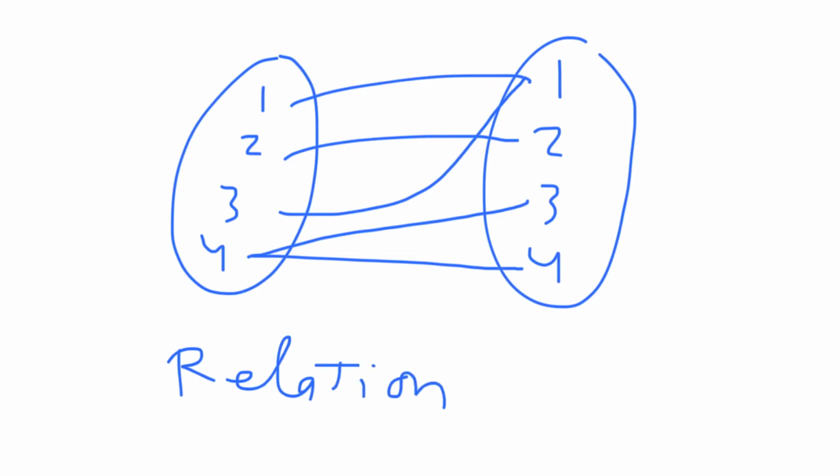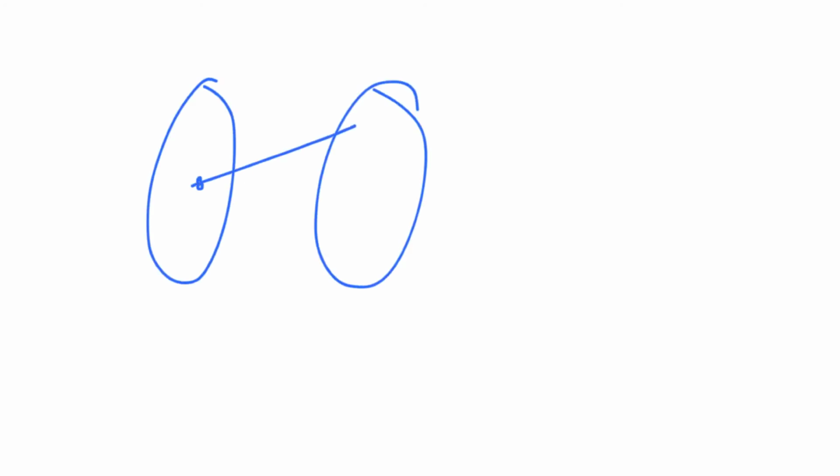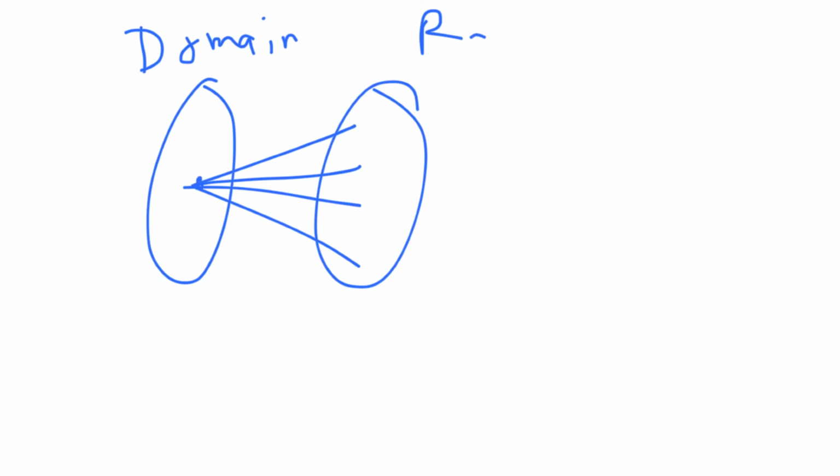Okay, so in general, let us see what a relation and a function could look like in extreme cases. If you have just one element here, and it goes to different elements in the range. Remember, this is the domain set, and this is the range set. The domain has only one value, but the range has 4 values. This is a relation.